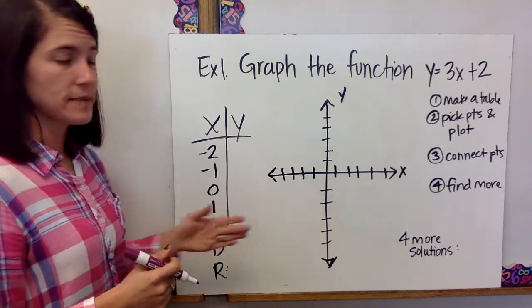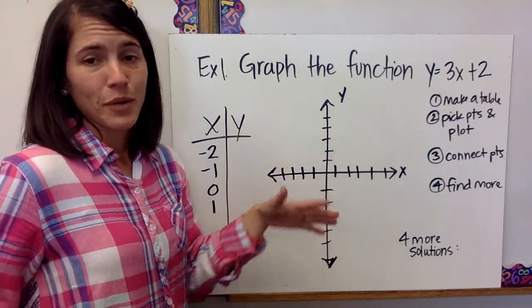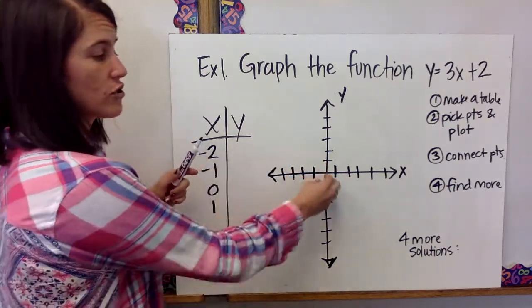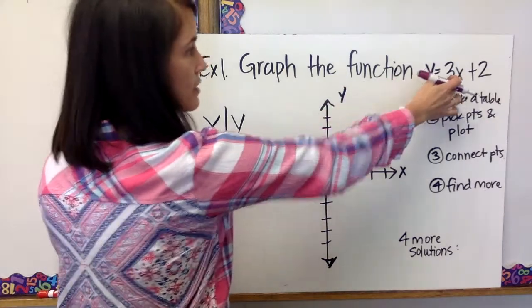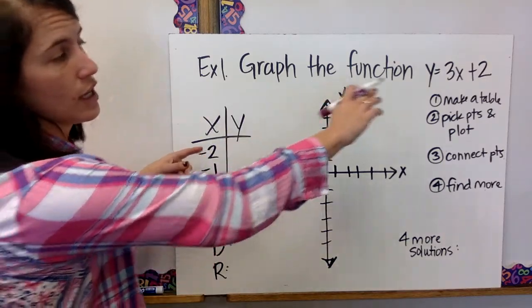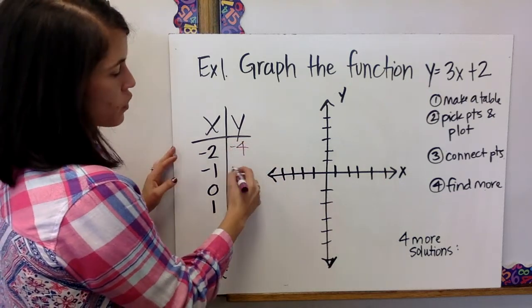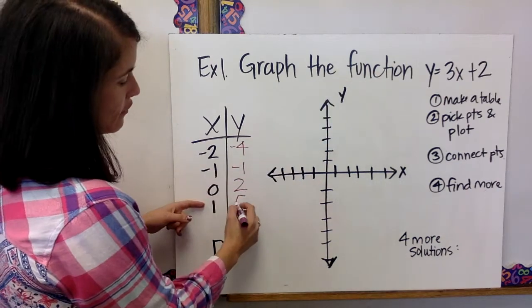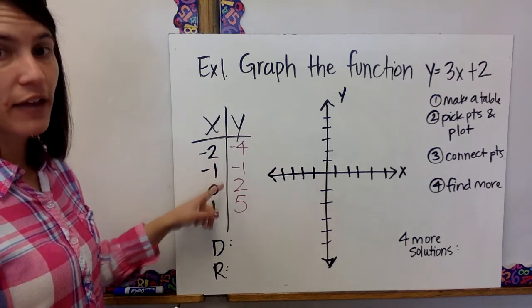I'm choosing these domains because I'm going to graph it. I don't want to choose any big number like 10 or 20 because I'm not going to graph 10 or 20. So I'm choosing very small numbers centered around the origin. When you plug them in for x, then you can come out with your y. So -2 times 3 plus 2 is -4, then -1, 2, and 5. If you notice, these all increase by 1, and these all increase by 3: plus 3, plus 3, plus 3.